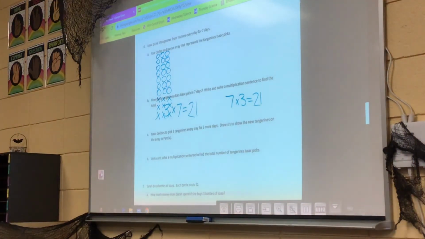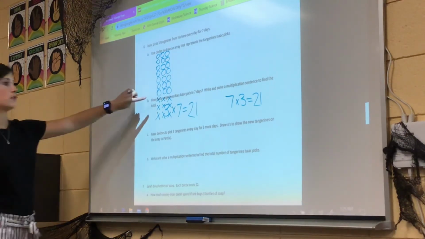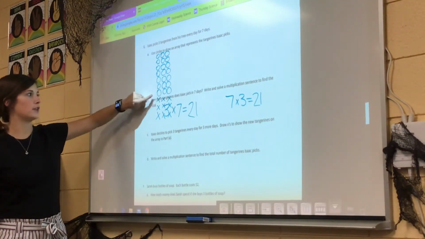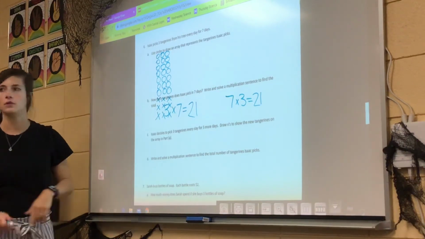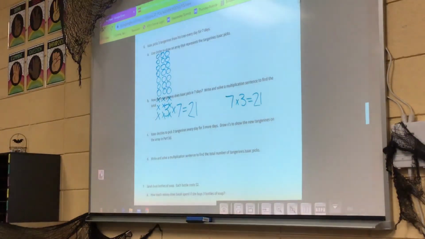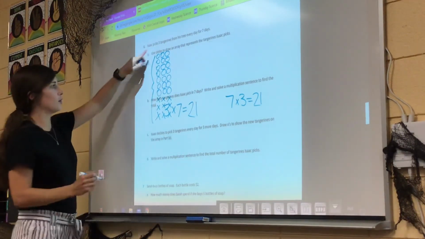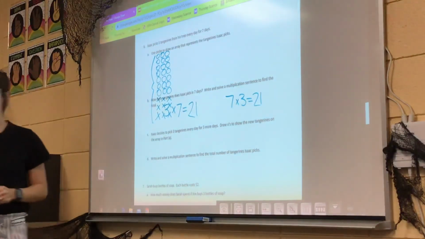Like if we draw that? Yep, I want you to draw that. The directions say to draw X's to show the new tangerines on the array in part A. Here are the new tangerines in part A. Down here, keep following this array. There's 3 more rows. So guys, look, this is all the same thing. This whole array is one big array. Okay, just add them on.